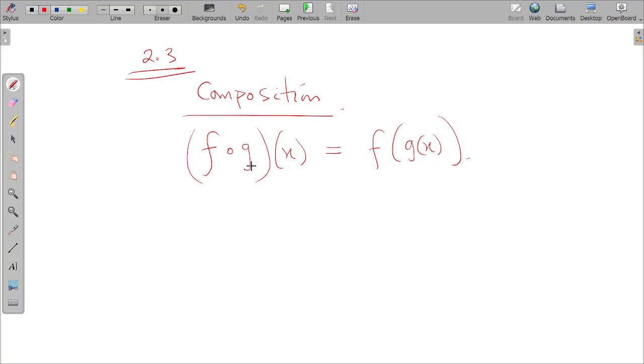So the function in front is the one we are putting inside the other one. So here we are putting g inside f. So that's why we are writing it this way. Okay, so if you want to put f inside g, we have this. So here we are putting f inside g, and we write it as this.